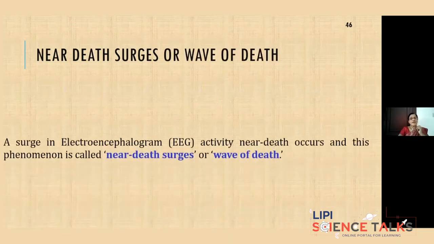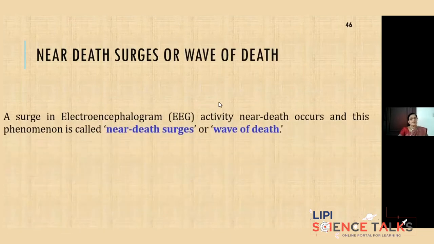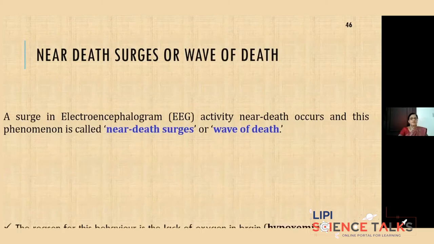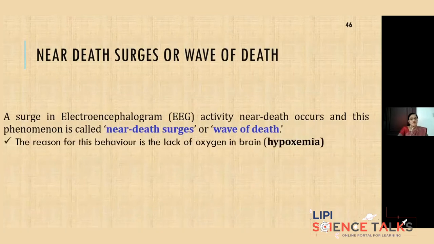When you examine the electroencephalogram, this near-death phenomenon is observed. Near-death surges are observed before the neuron ends its firing. Now, the reason for this behavior, scientists have identified, is the lack of oxygen in the brain. That is usually observed in COVID patients also. That is a state of hypoxemia.